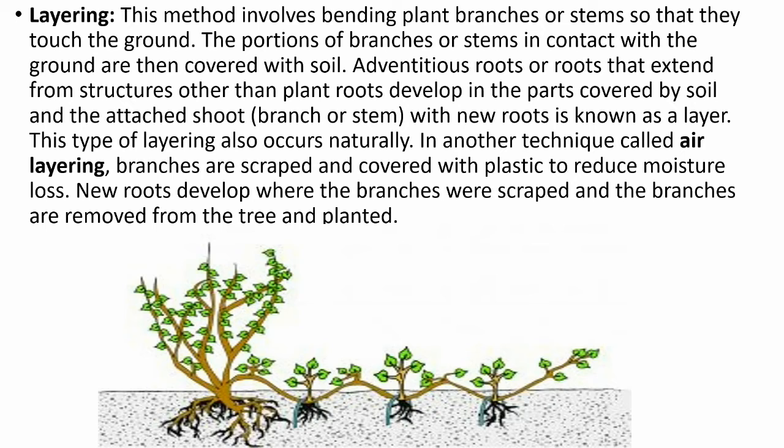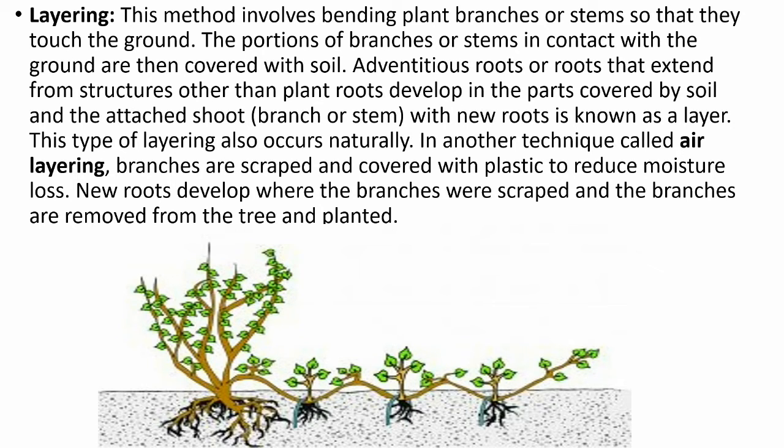It's similar to the runner, or stolon, in natural vegetative propagation, but in this case it is the plant that is induced. We induce the stem to touch the ground. The part in contact with the ground is covered with soil. Over a period of time, adventitious roots will start to extend from the structure and develop into another plant. This forms a shoot with new roots, and this is known as a layer.